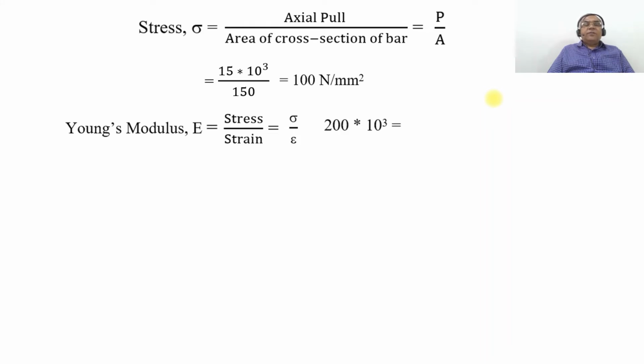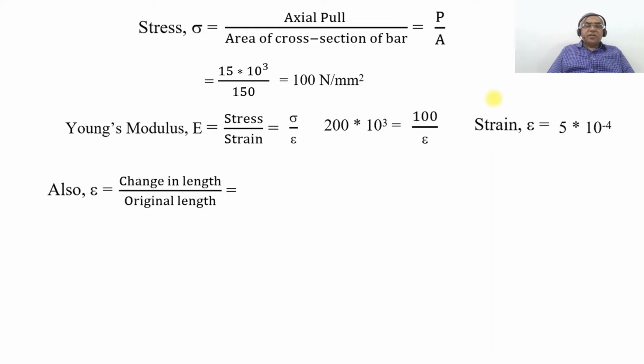So substitute the value of Young's modulus as 200 into 10 to the power of 3 is equal to the value of stress as 100, which is the calculated value, by epsilon. Therefore, epsilon, the strain, is equal to 5 into 10 to the power of minus 4. Once you get this strain, we also know epsilon is equal to the change in length by the original length. So that is nothing but delta L by L.